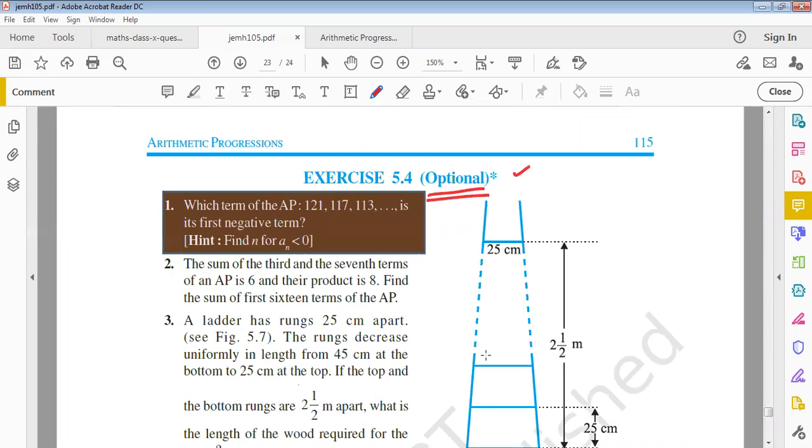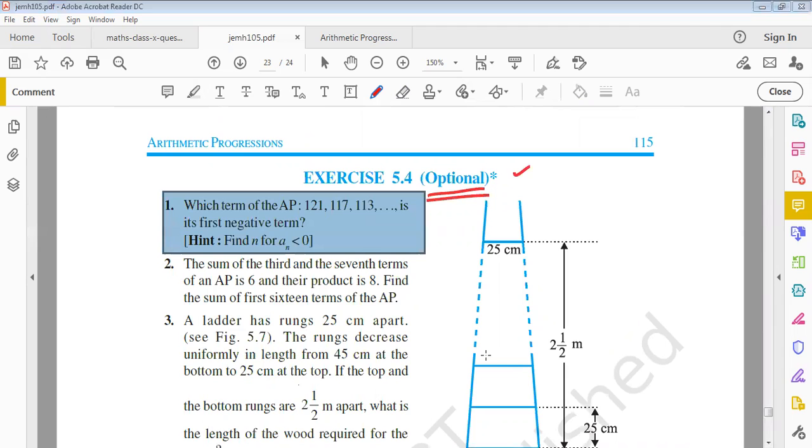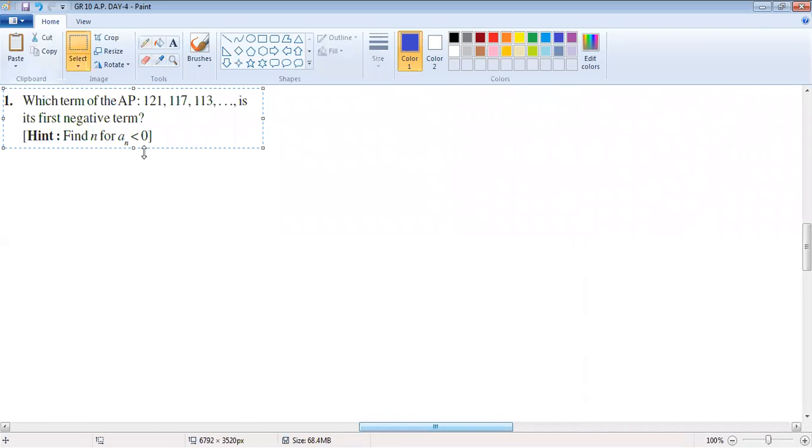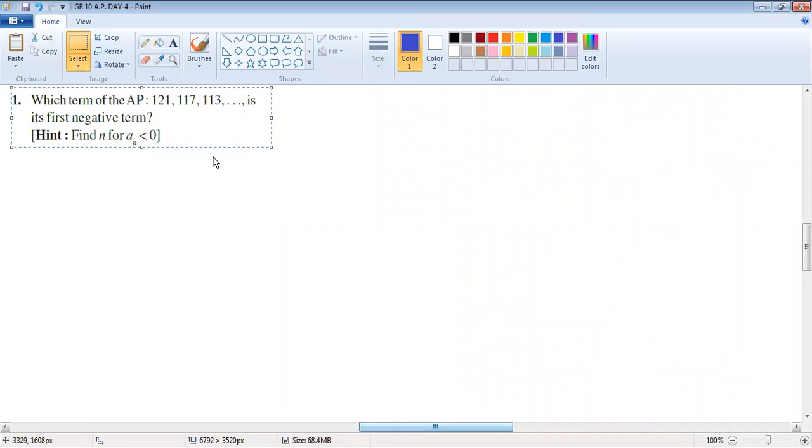Next. So maximum within the next class, I'll complete arithmetic progression with the additional questions. Now the first question: which term of the AP 121, 117, 113 is its first negative term? Say, first negative term. He has already given a hint. What is the hint? Take an value as less than 0. You are supposed to take an value as less than 0. So let us take an less than 0.